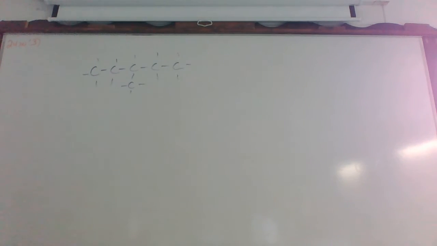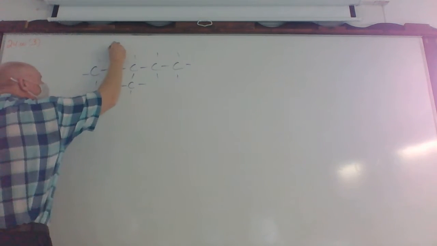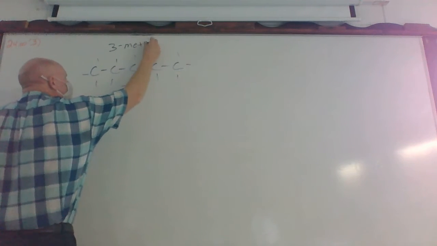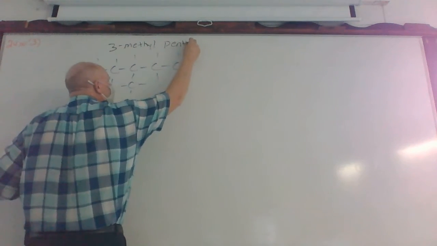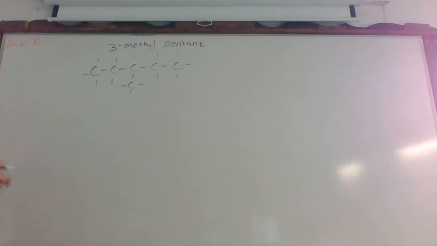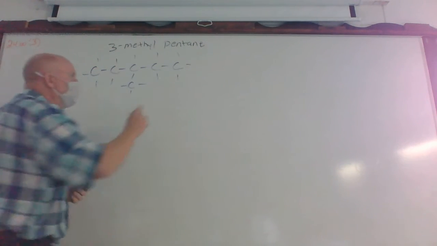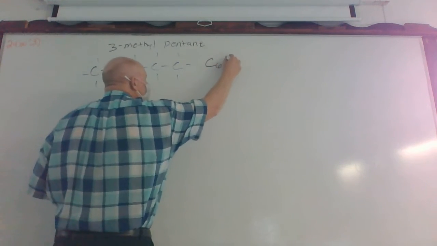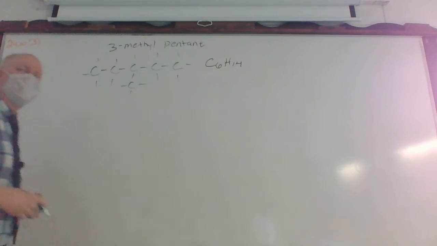Okay, so what would an isomer of 3-methyl, this is what this one was. Okay. So what would a condensed molecular formula be for this? Because this is the structural formula. What's the molecular formula? Okay? But that's what it is.